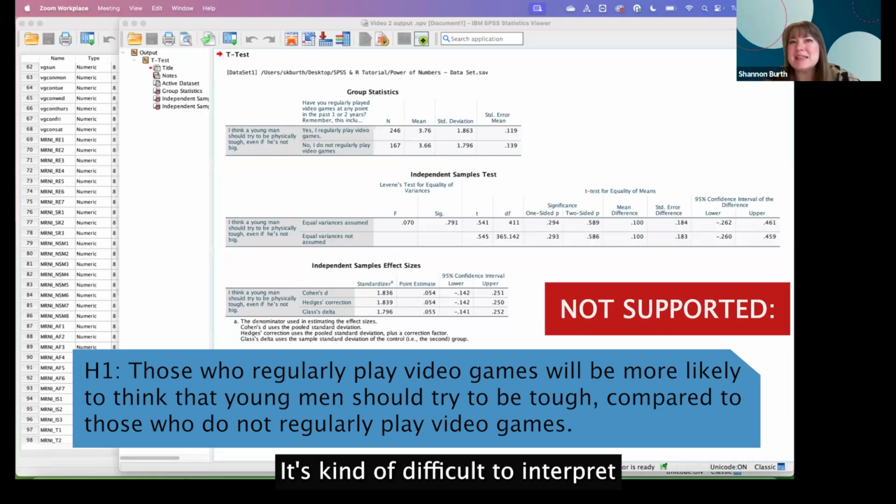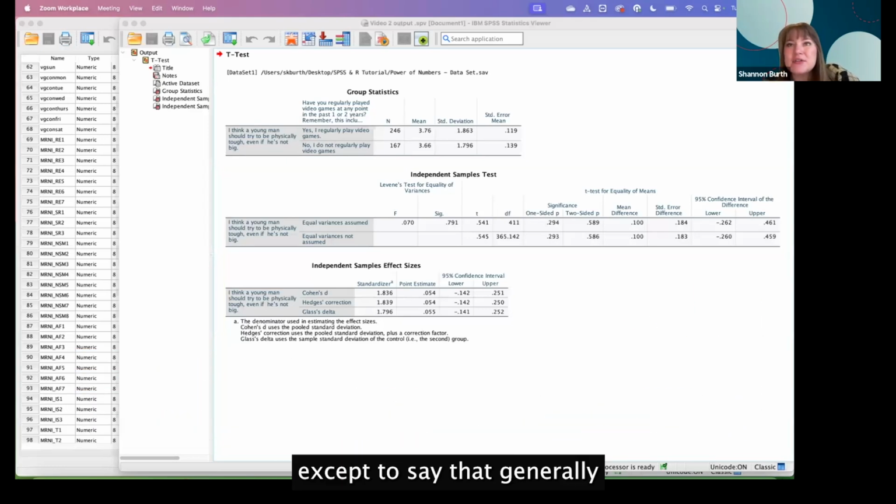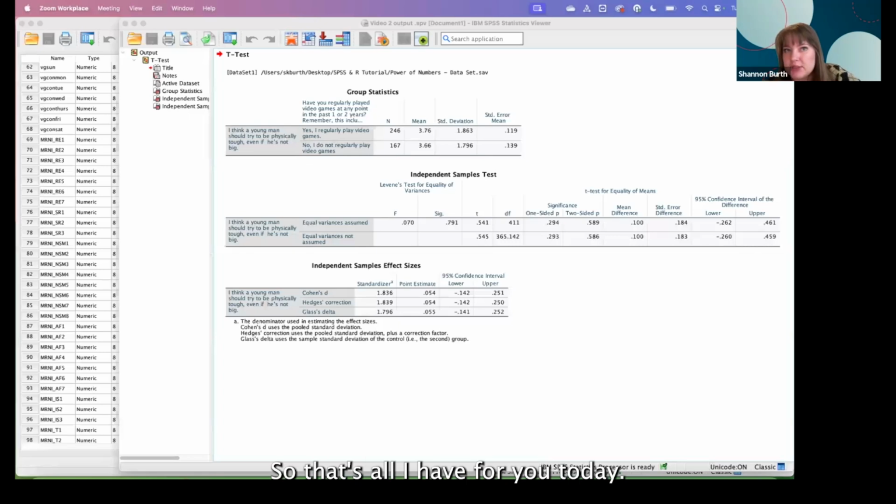For both independent and dependent t-tests, it's kind of difficult to interpret the t result, except to say that generally the bigger the t statistic, the more likely you will have statistically significant results. This makes sense because the larger the difference between the two groups, the less likely it would be to see a difference between groups in the sample that is not also present in the larger population.